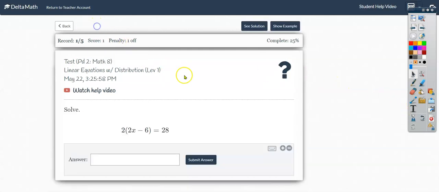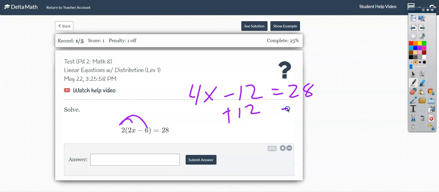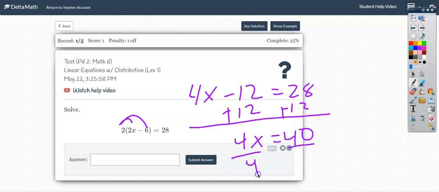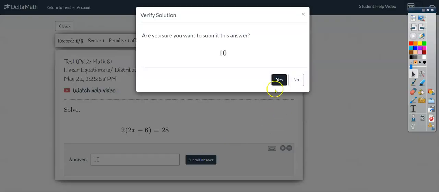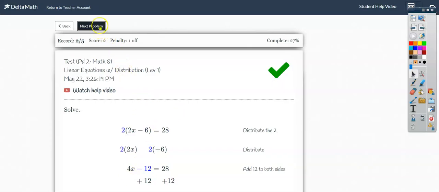All right, next question. A little bit of distribution here to help your mental math. 4x minus 12 equals 28. Add 12 to both sides. 4x equals 40. Divide by 4. X equals 10. I know I did that pretty quickly, but at this stage, you should be pretty quick with these distribution problems.